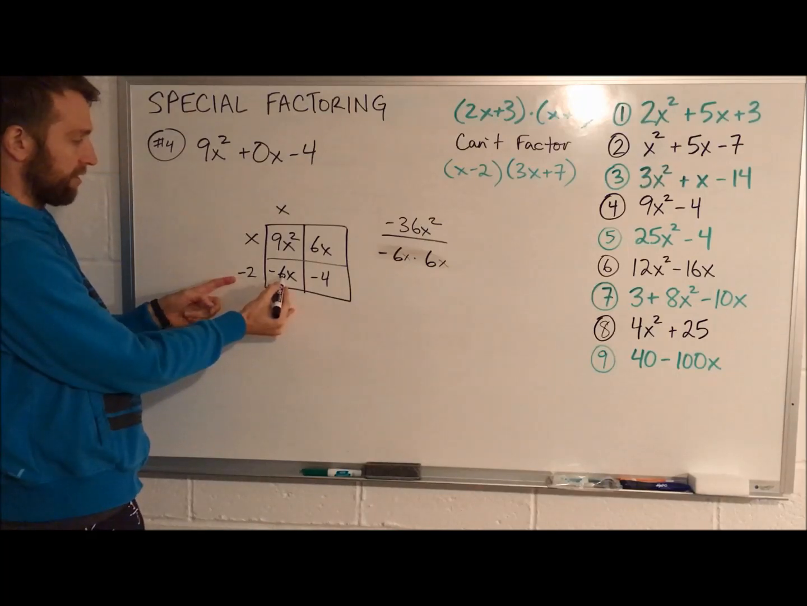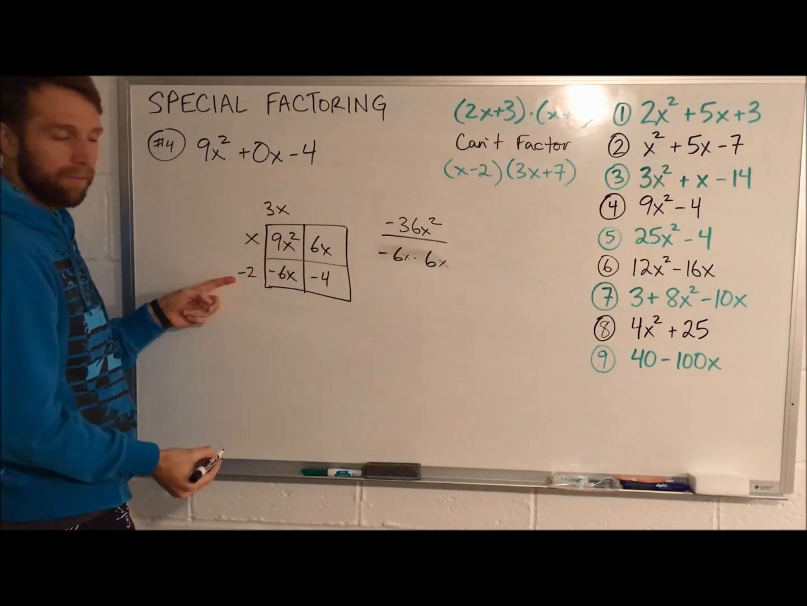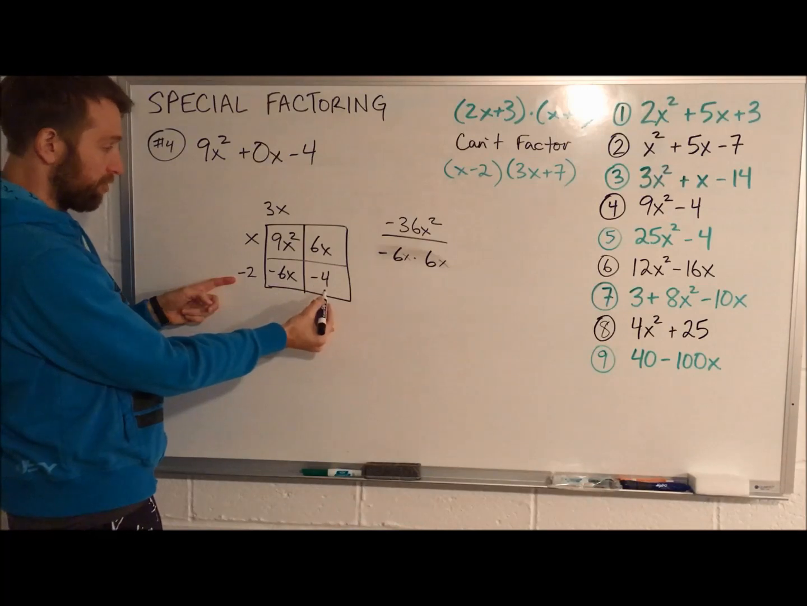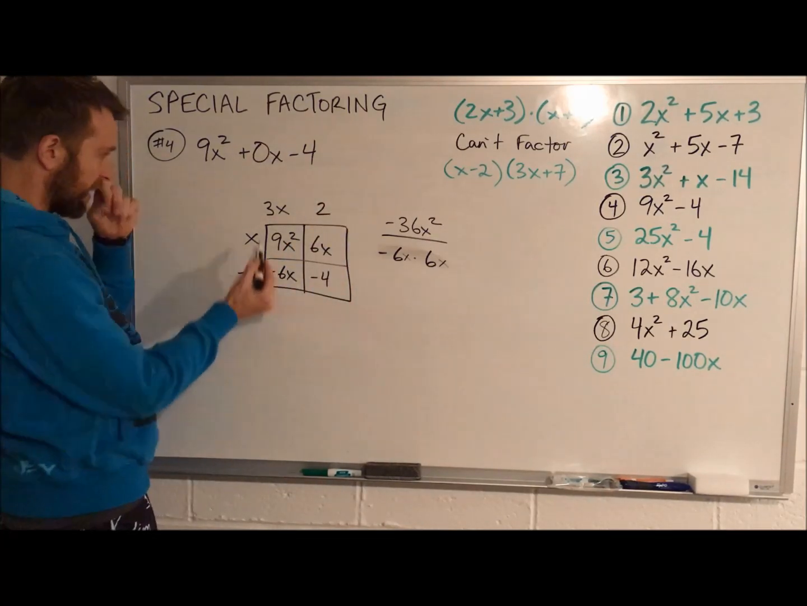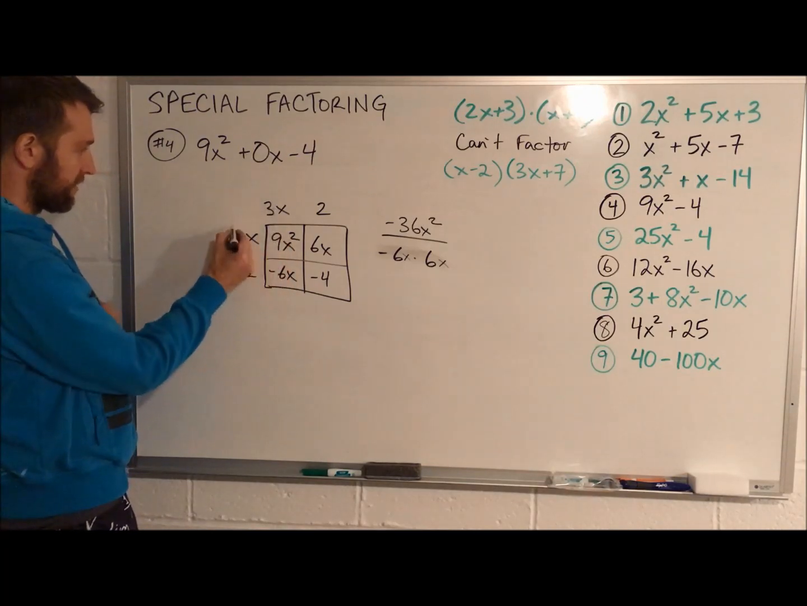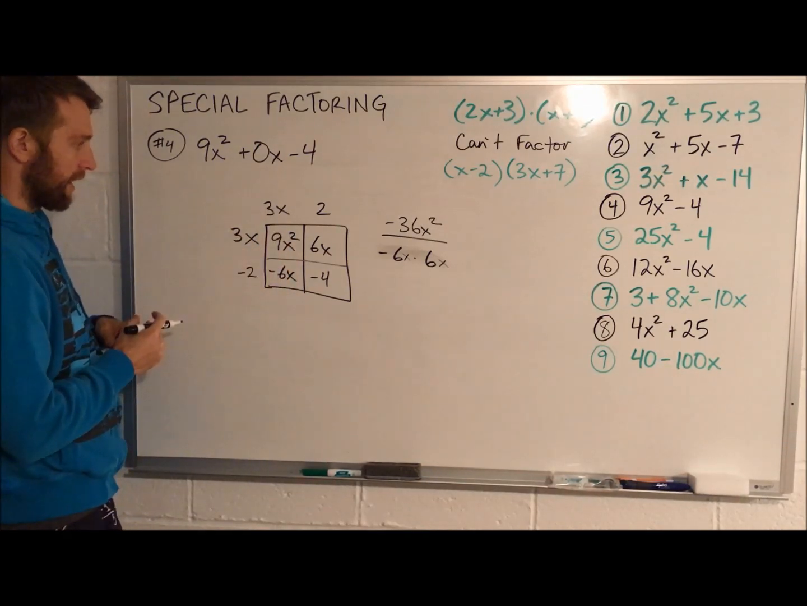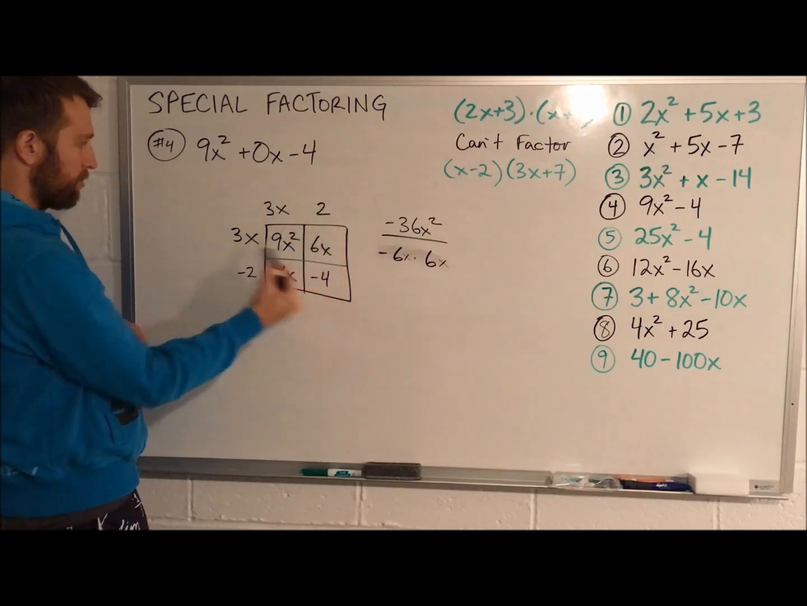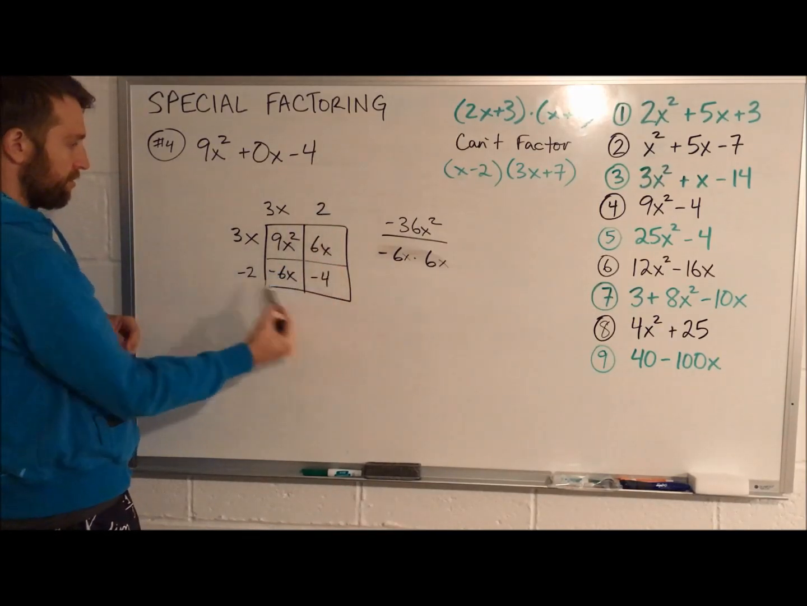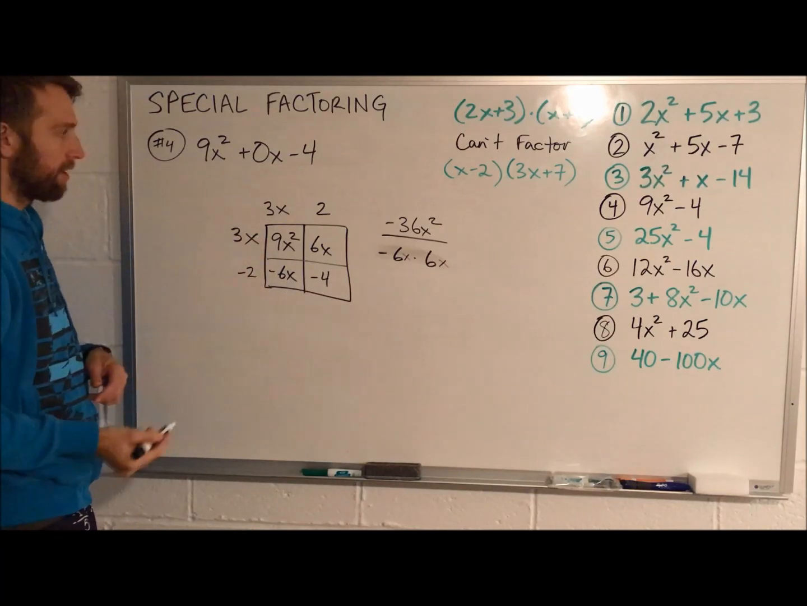2 times 3 gets me there. Oh, that tells me I need a 3 up there. Negative 2 times 2 would get me to 4, so I need a 2 up there. Let's check and see if I'm missing anything. I got 9x squared, and you got 3x. I need to multiply by another 3x. 3 times negative 2 works. 2 times 3, and 2 times negative 2. I got my factors. I'm ready to write my answer.